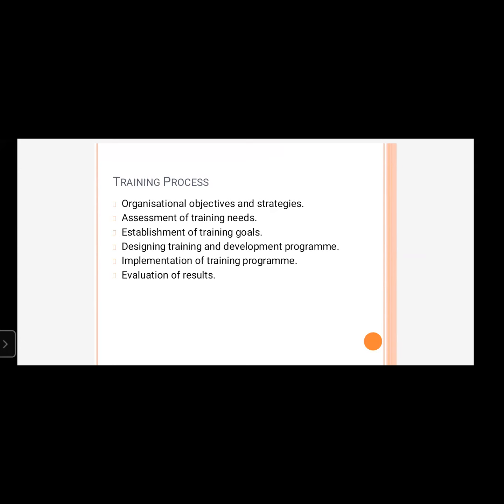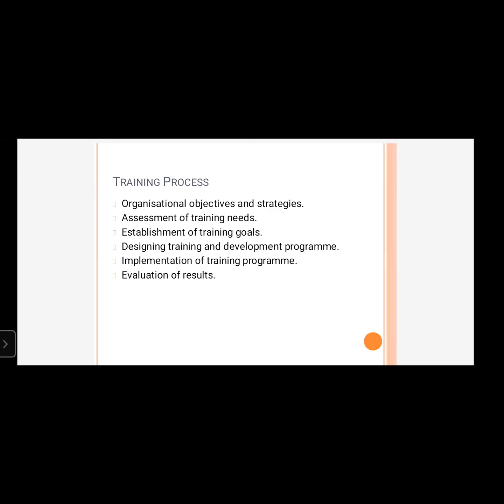So there, the organization has to assess which employees have a need for training and what type of training is required. And that comes at stage number 2. Now, stage number 3 is establishment of training goals. So before the start of the training program, the organization has to set the goals for the training also. That, okay, we have designed a training program. We are investing so much amount in the training program.